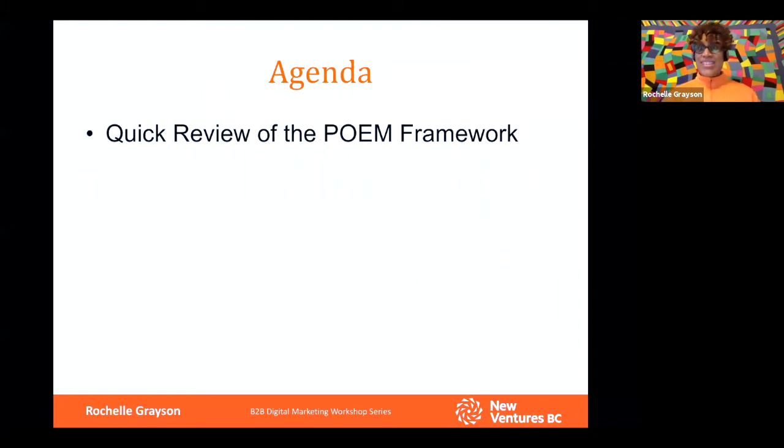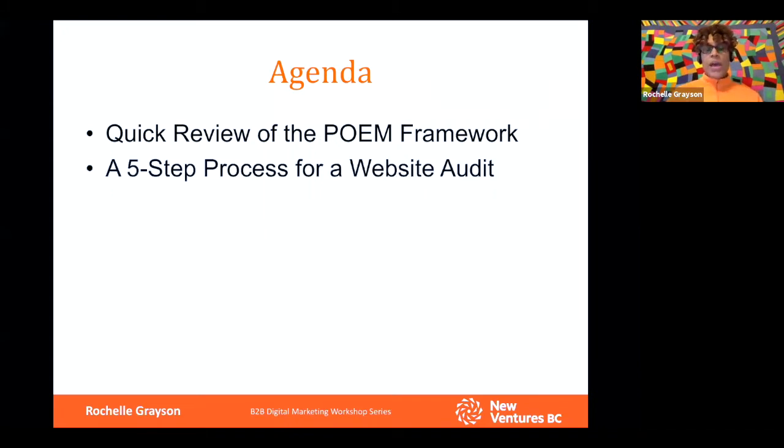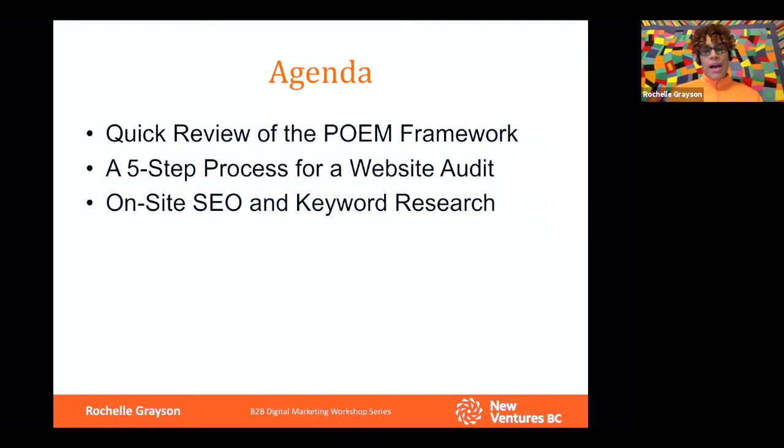Now, in terms of the agenda, again, a quick review of the P.O.E.M Framework to introduce you to it. We'll be using it this week and next week. Then I'm going to introduce you to a 5-step process for a website audit, and things to consider and think about. We're going to talk about on-site SEO and keyword research. So how do you figure out which keywords you should optimize for? Then we're going to talk about off-site SEO opportunities and why you might want to do that.